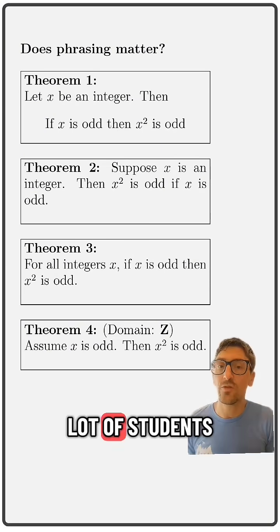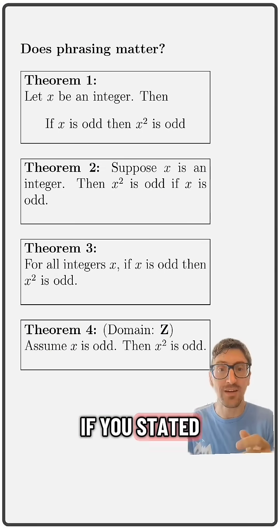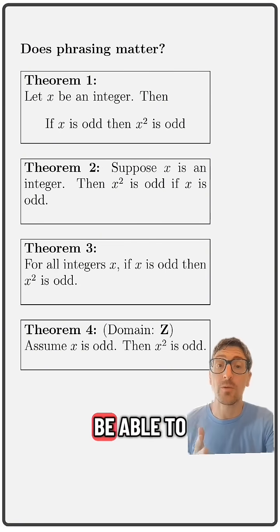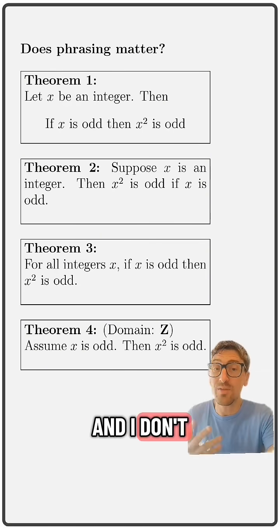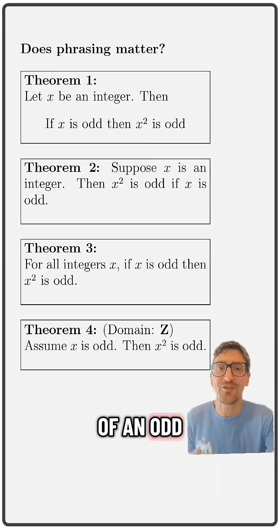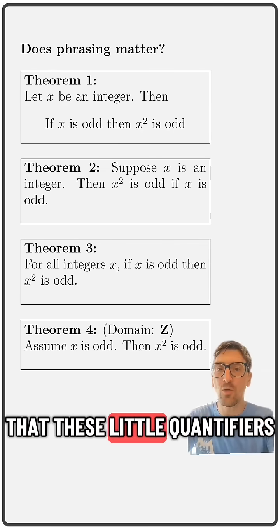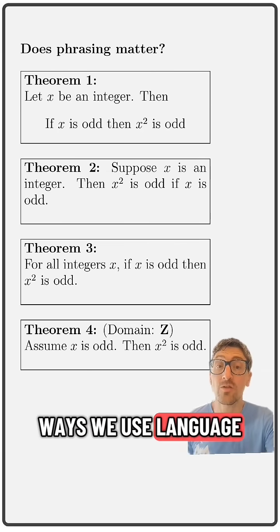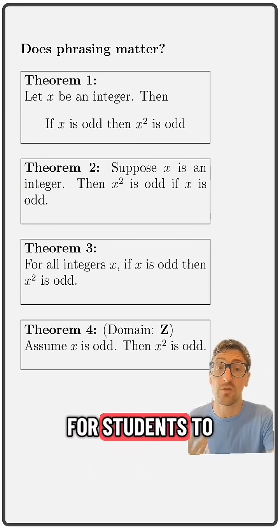I think there are a lot of students who would be able to prove this if you stated it in some of these ways and would not be able to if you stated it in the other way. And I don't think this is because they don't understand how to prove the theorem that the square of an odd integer is odd, but it shows that these little quantifiers and the different ways we use language are some of the more important things for students to try and grasp.